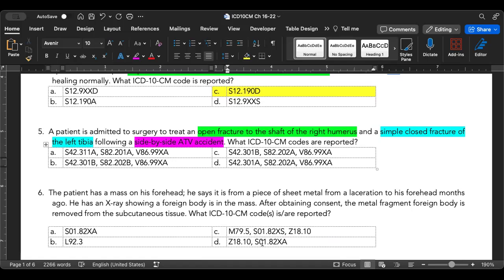Yep, S42.30. Let's go take a look at the S42.30. And then we need our sixth character for laterality, which is going to be what? Yep, number one. So S42.301. And then what's our seventh character for this one?